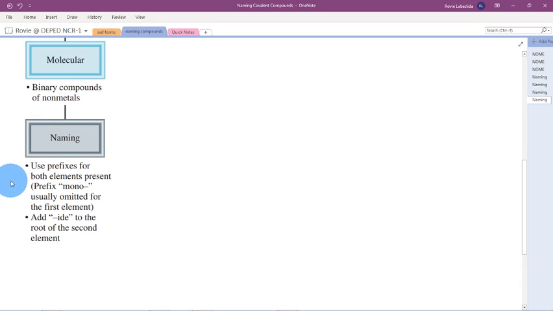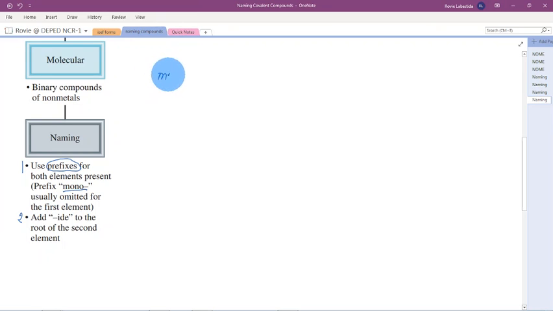So the rules in naming molecular compounds or covalent compounds are the following. Number one, use prefixes for both elements present, but the prefix mono is usually omitted for the first element. And number two, add -ide to the root of the second element. Now, the rule mentioned prefixes. Which prefixes are we going to use? We're going to use the Greek prefixes to determine the number of atoms of the element in the formula.